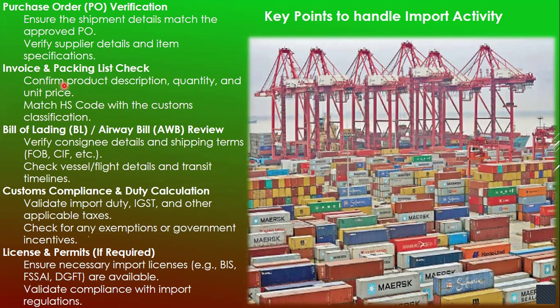These documents we need to confirm. We need to check the product description mentioned in the invoice, the quantity and the unit price. This needs to be checked properly. We also need to match the HSN with the customs classification. Whatever invoice is prepared by the supplier in the origin country, like if we are going to import from China, the Chinese supplier will prepare the commercial invoice. The HSN may differ from the Indian customs classification, so we need to check whether it is correct or not.